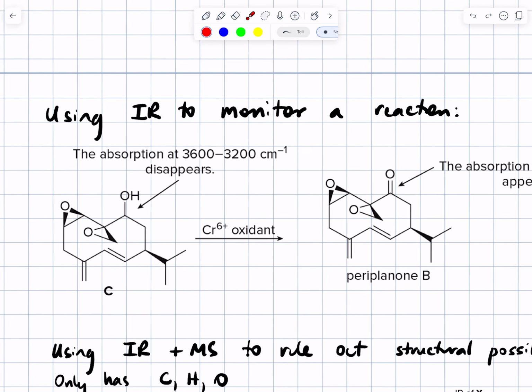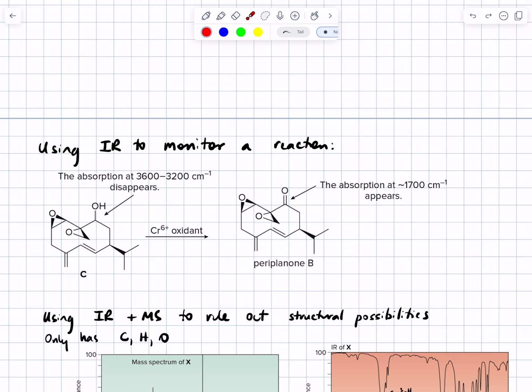So, as an example, you can use IR to monitor a reaction. This is an oxidation reaction of a really strange natural product. It's a bis epoxide. It's got a secondary alcohol, which if you use a chromium reagent can oxidize the alcohol to a ketone. That should result in a change, right? An OH stretch should be present in this one. A carbonyl stretch should be present in this one. So you can actually monitor the progress of a reaction spectroscopically.